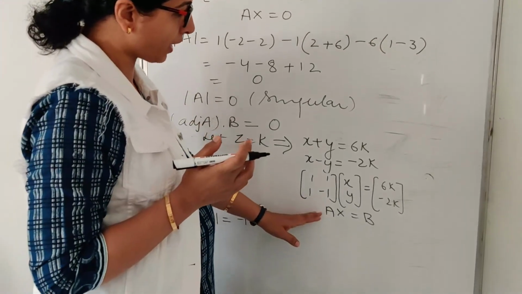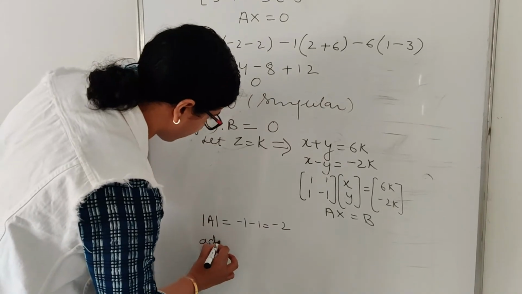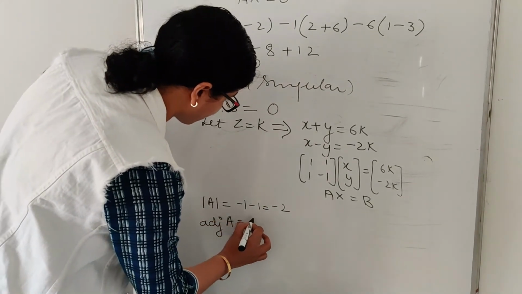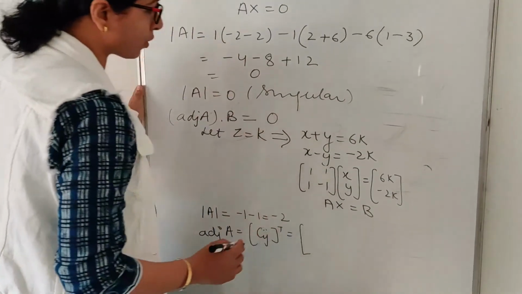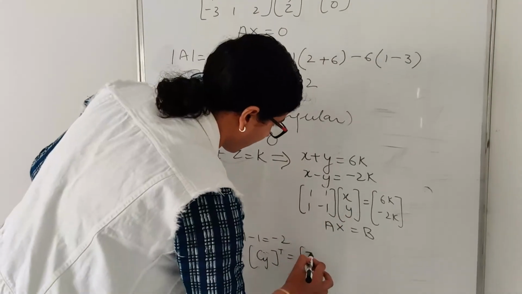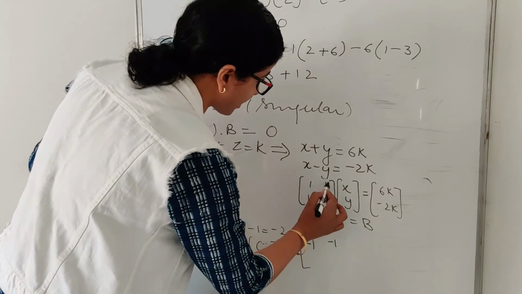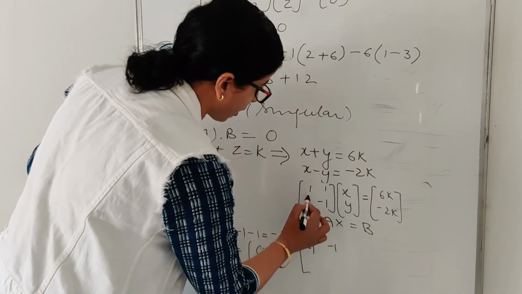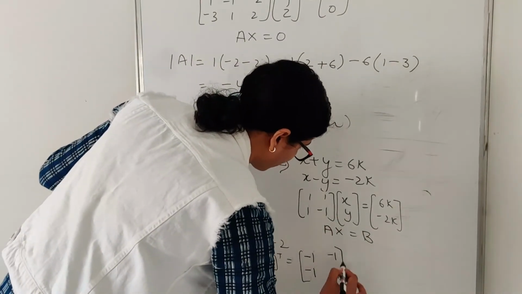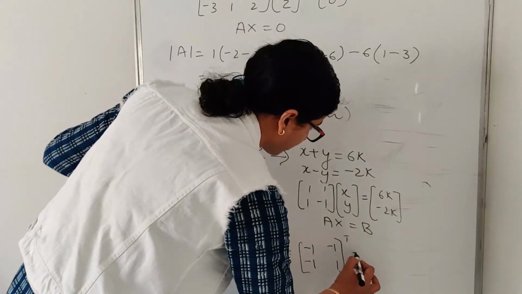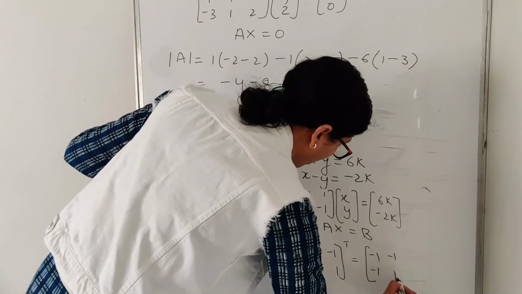For A inverse, what do I have to find? I have to find the adjoint. So what is my adjoint? Adjoint A is nothing but the transpose of the cofactor matrix, right? So what is the cofactor of 1? Minus 1. What is the cofactor of this? Minus 1, right? Because this has to be followed by the minus sign. Now again, for this it is minus 1, for this it is 1, and I have to take the transpose of it, right? So which is nothing but equal to [-1, -1; -1, 1].